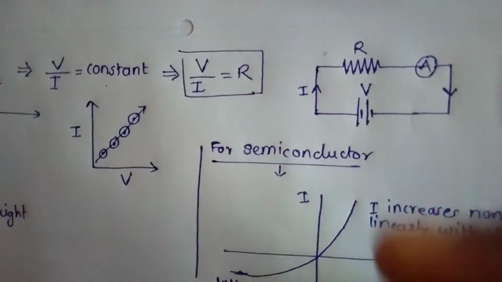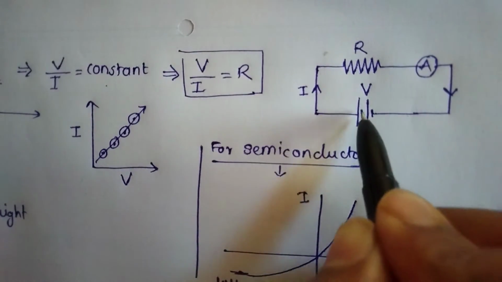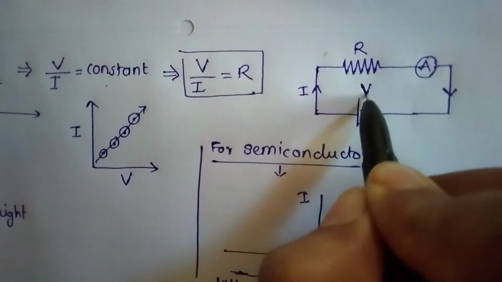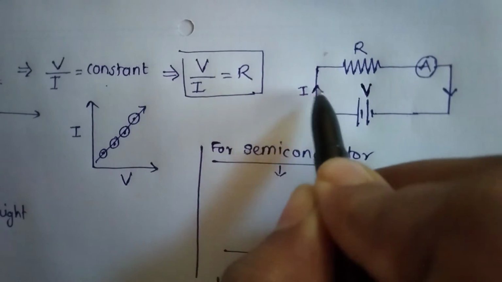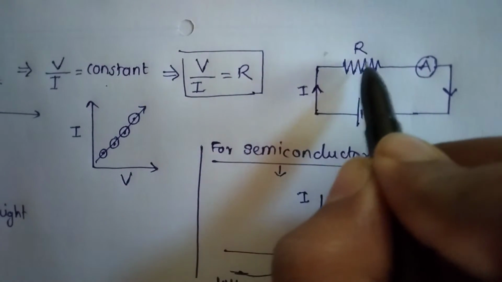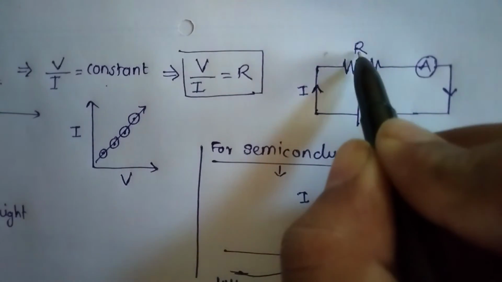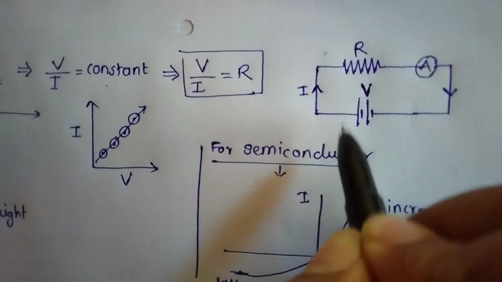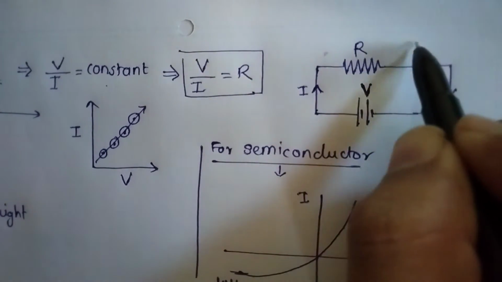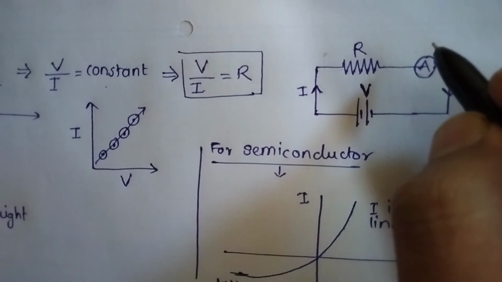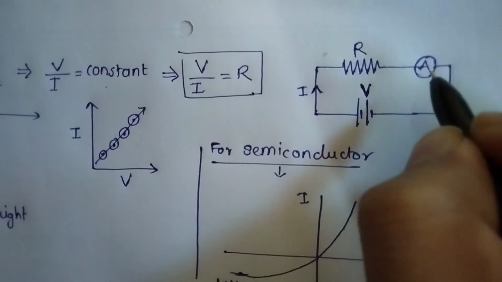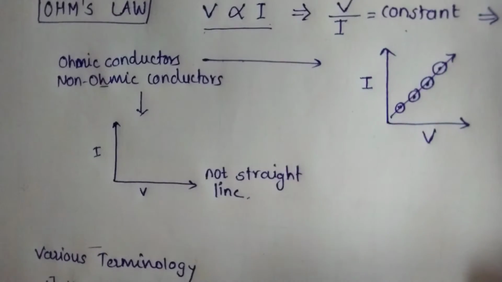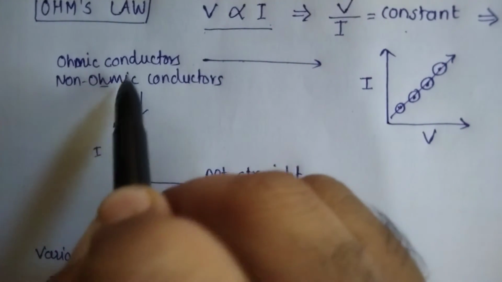So in the circuit we can say that if the voltage applied in the closed circuit is V, with the current I in it, then the resistance is R, that is this zigzag line and capital R. This is an ammeter, measuring the current in amperes.